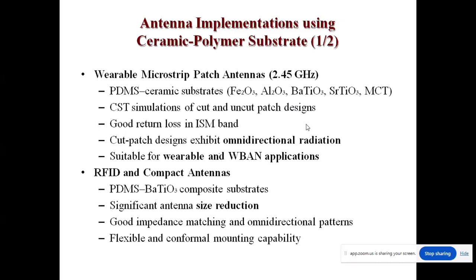For RFID and compact antennas, PDMS and barium titanium are preferred in the literature, and a significant antenna size reduction is already achieved using these combinations. Good impedance matching can also be done by using these composites, PDMS and barium titanium.